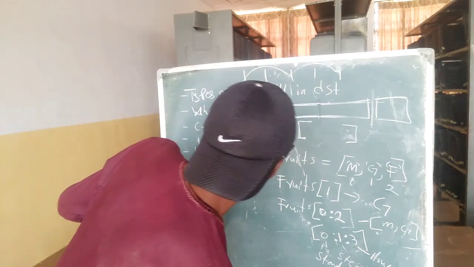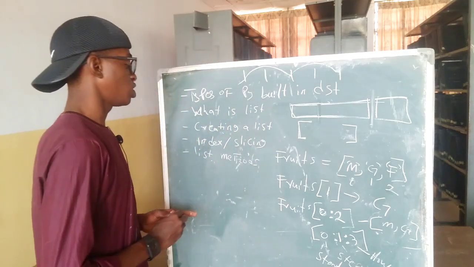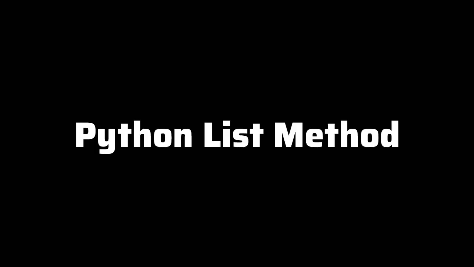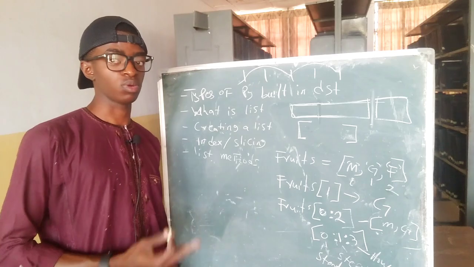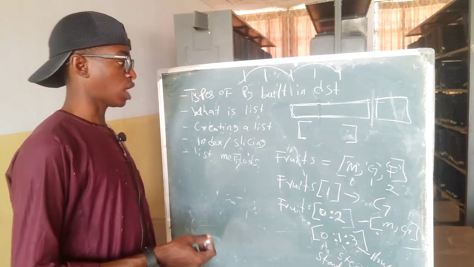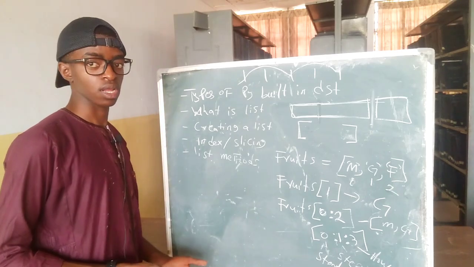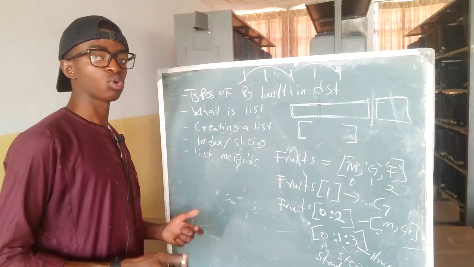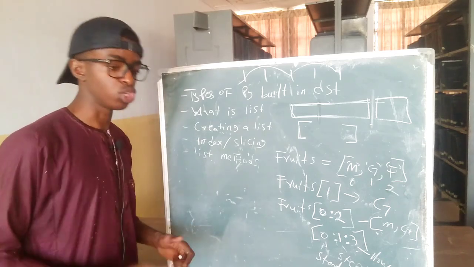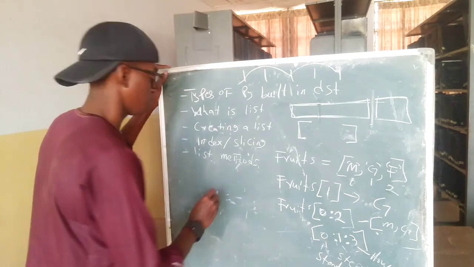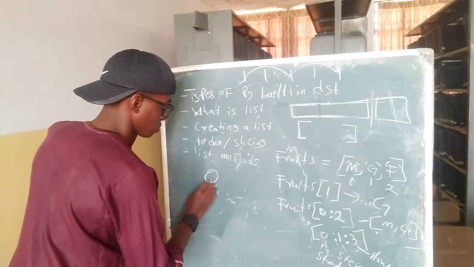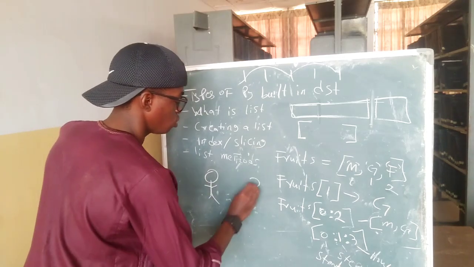Let's look at our next topic, which is list methods. When we say method, what do you understand by the word method in programming? They are somehow the same thing as a function, but a method usually comes with what we call an object. Let me give you an example. This is me, and this is you.